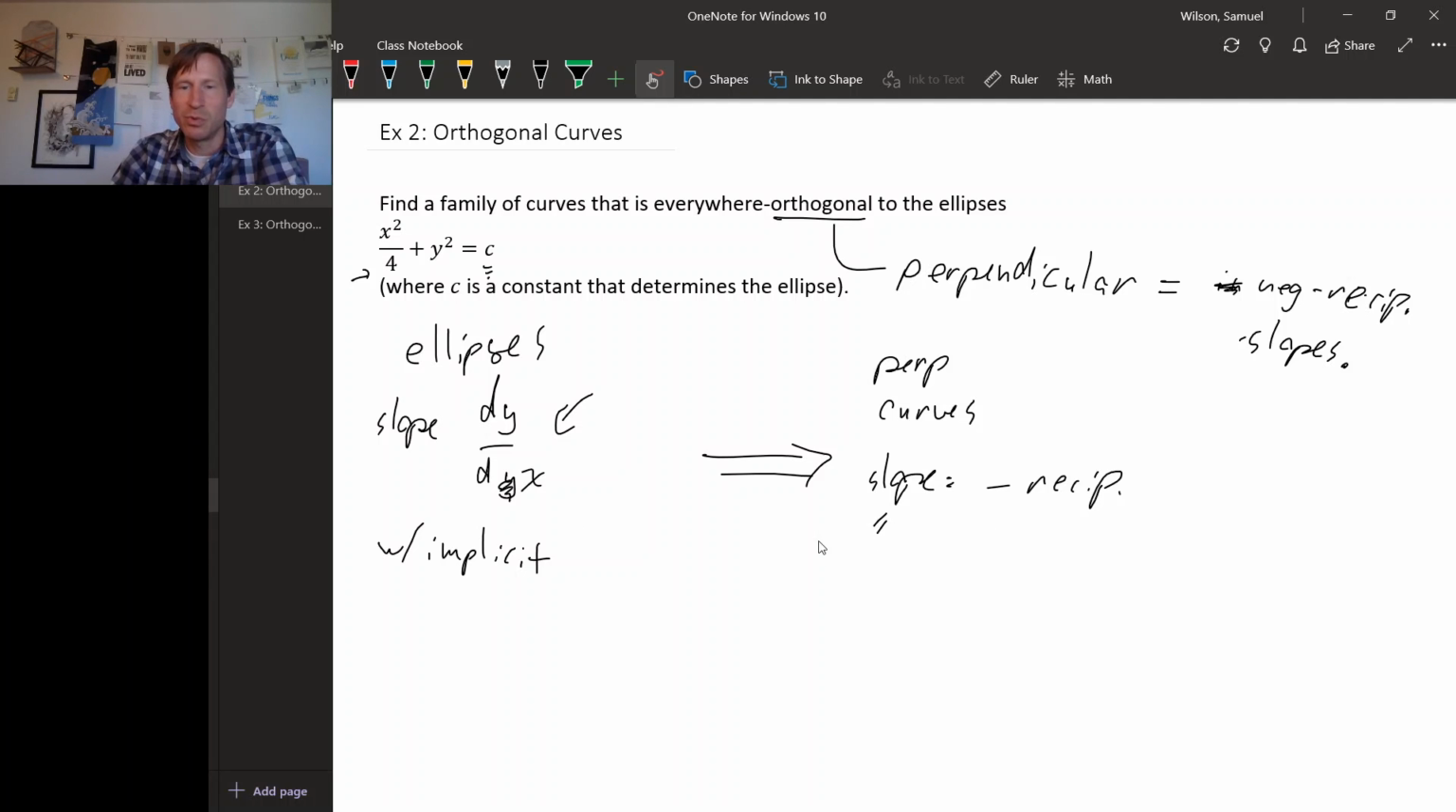And the slope will again be some sort of derivative, because the curves are graphs in the plane, and so their slope is the derivative. So what we expect to have happen is we'll find dy/dx, we'll take a negative reciprocal, that will give us a differential equation, and then we can solve that differential equation to find the perpendicular curves. So that's a plan. Let's see how this plan works out.